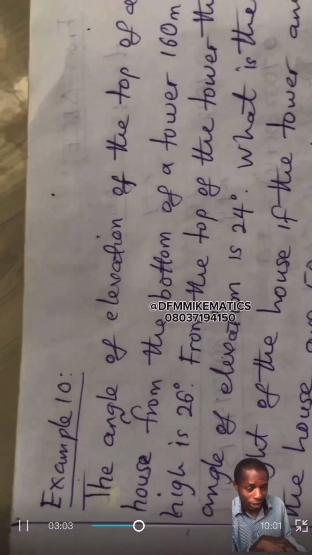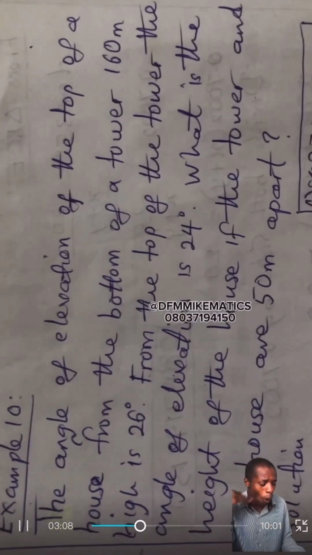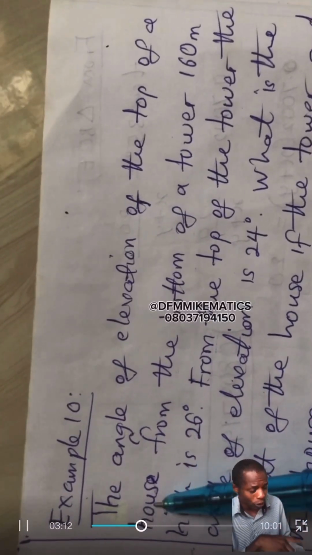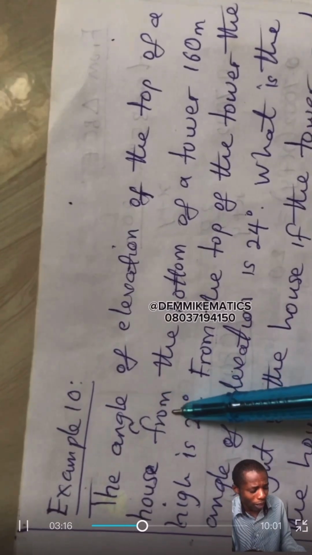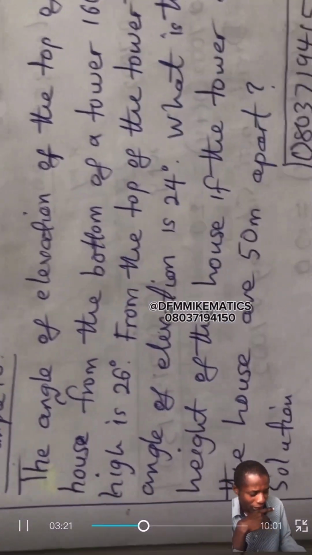So we have 26 degrees at the bottom of the tower. That's where the observer is, looking up to the top of the house. That one is not enough to tell us if the house is taller than the tower or the tower is taller than the house. Alright, let's go to the next sentence.